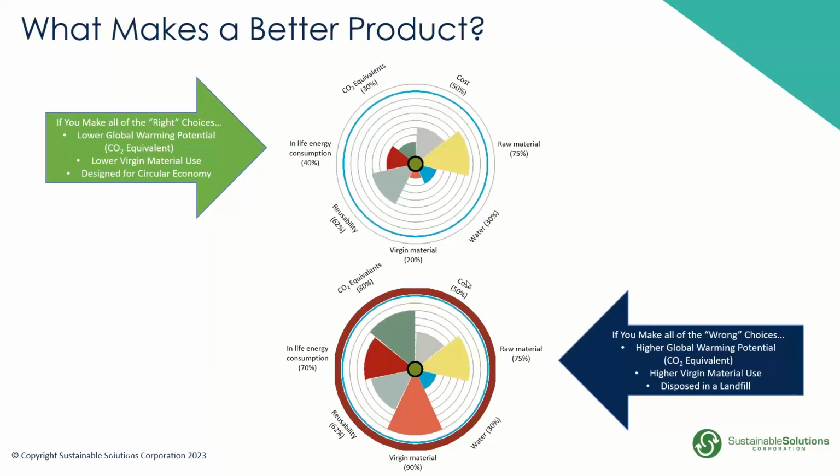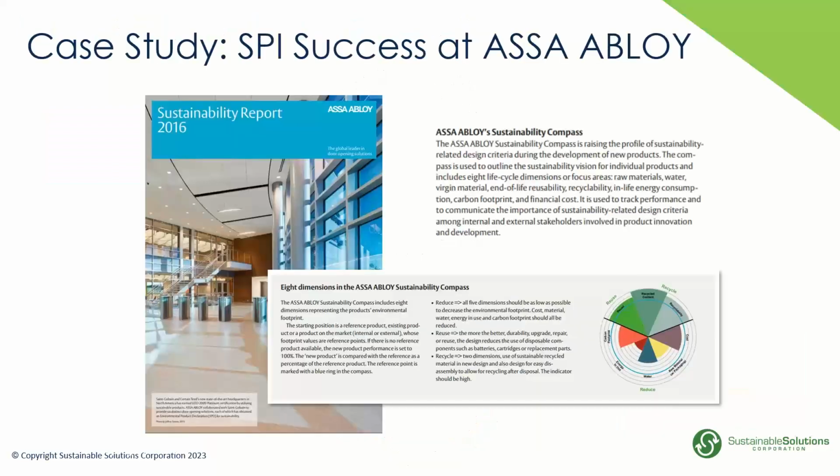And here's the situation. If you do stuff like this in the beginning, like that diagram I showed you where you can influence change, if you make all the right choices in the beginning, you're going to have lower global warming potential. You're going to have lower virgin material use designed for a circular economy. If you don't use that type of thinking, then you're going to have higher GWP, higher virgin material use. Your products will probably end up being disposed of in a landfill. So these are just different things that we would think about.